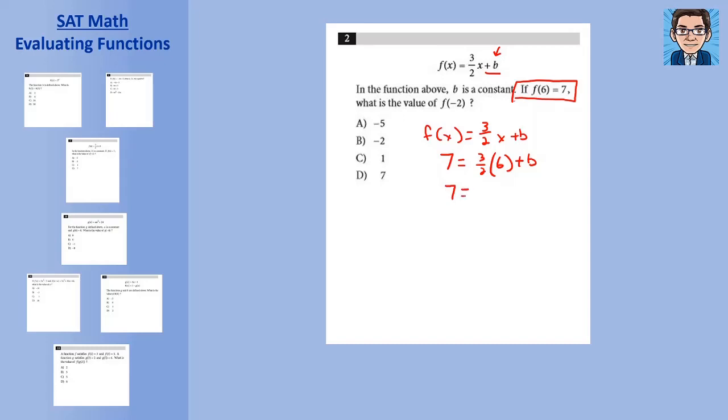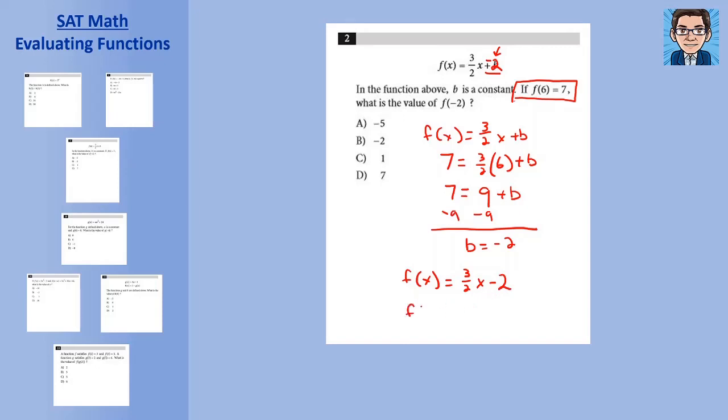So 7 equals 3/2 times 6. 2 goes into 6 3 times, so that's going to be 9. Another way to look at that is 18 over 2. 6 times 3 is 18, divided by 2 is 9. Plus b, subtract 9 from both sides, and we get that b equals negative 2. So this becomes 3/2 x minus 2. Now we can put in negative 2 into that function. So f of x, now that we've calculated b, becomes 3/2 x minus 2.